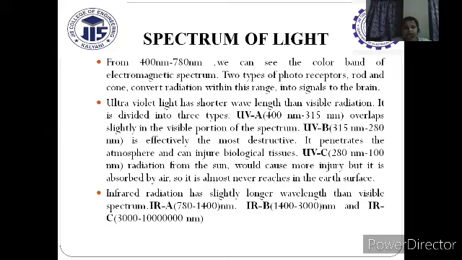Now, ultraviolet ray has three types. One is UVA, with a range of 400 nanometer to 315 nanometer. Another is UVB, which is 315 nanometer to 280 nanometer. It is effectively the most destructive, and it penetrates the atmosphere and can injure biological tissues.